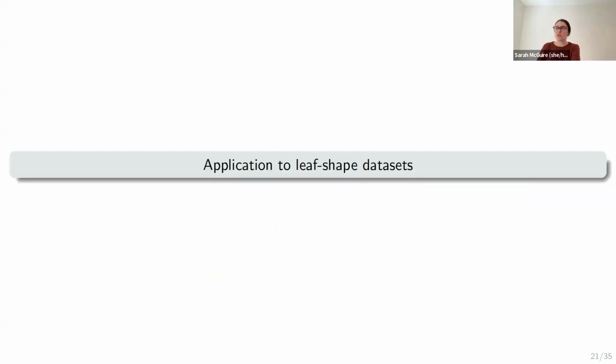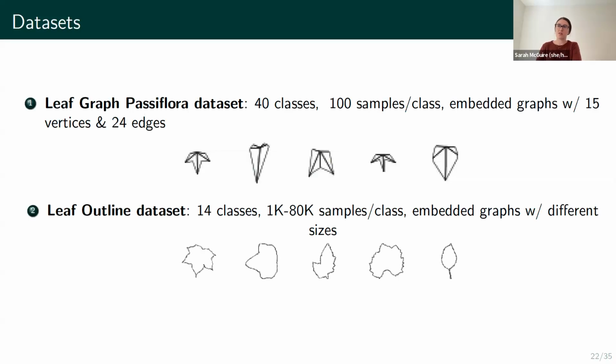So I'll now switch gears a little bit and talk about the application of this method to 2 specific data sets. The first is a leaf graph data set. This has 40 different classes of passiflora leaves, and the passiflora leaves have a lot of variation within different species. So our 40 classes represent different species. We're going to represent these as embedded graphs. They all have 15 vertices and 24 edges, and there's only about 100 samples for each class for this data set.